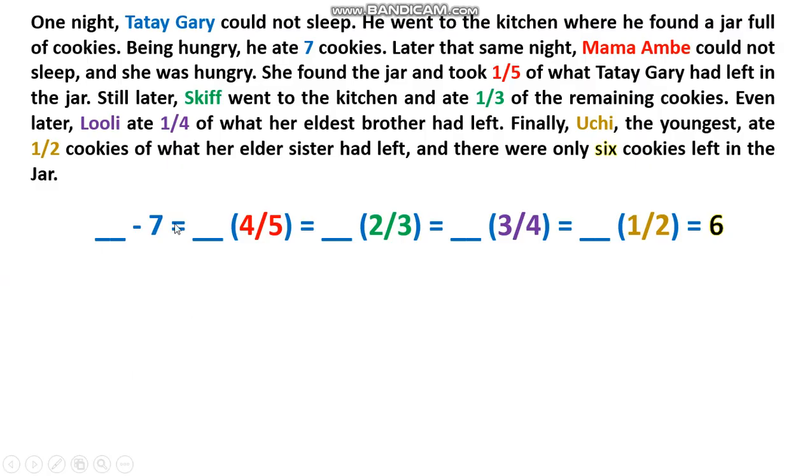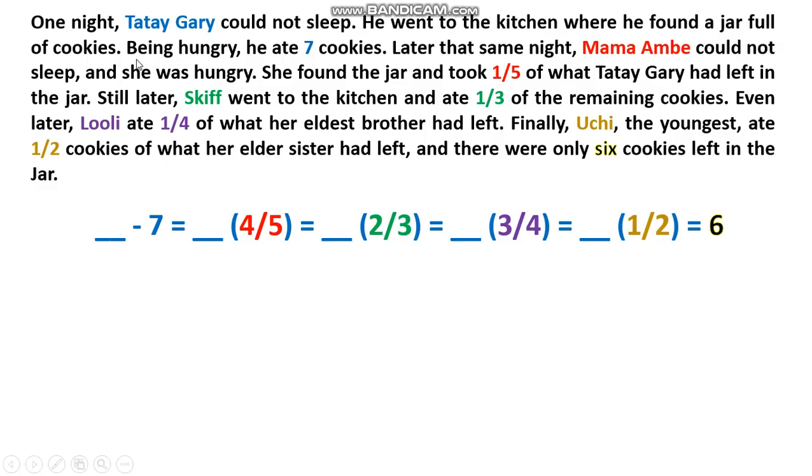Okay, para saan ang unang blank? The first blank ay para tuon sa original number of cookies in the jar bago pa ito makita ni Tatay Gary. Nakuha? So, from the unknown original number of cookies, Tatay Gary ate 7. So, that is why we subtracted 7 from the unknown number. And since a number 7 subtracted to unknown, magkakaroon tayo ng partial initial result.